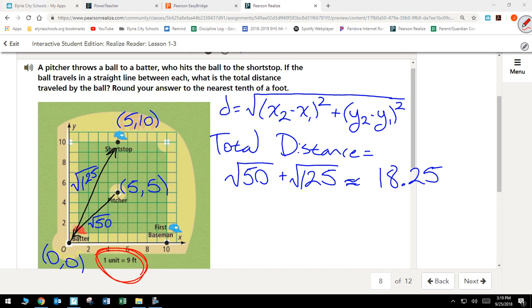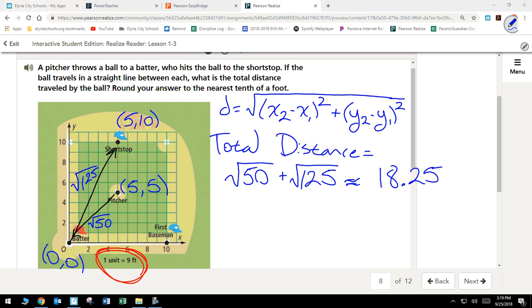If we see down here, this problem has an extra step. So we've utilized the distance formula as we did in the previous examples. To answer this question, though, it wants us to know the total distance traveled by the ball, and we also have to take into consideration that one of these units, or one square, represents 9 feet. So to finish this problem up, I have to take that answer, and I have 18.25 units. I need to multiply that by 9.